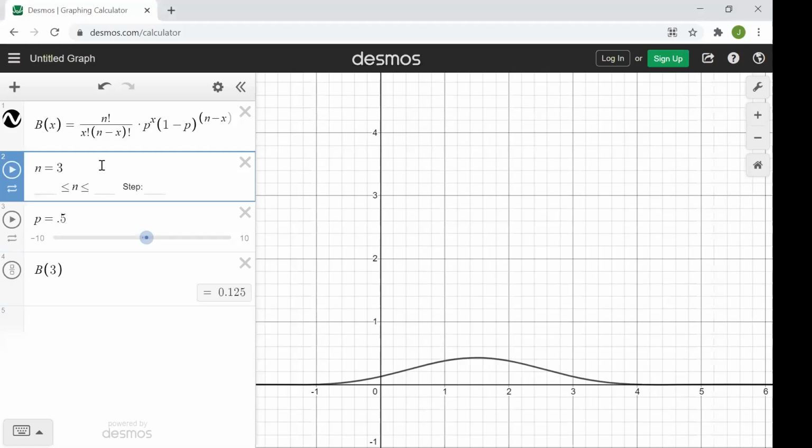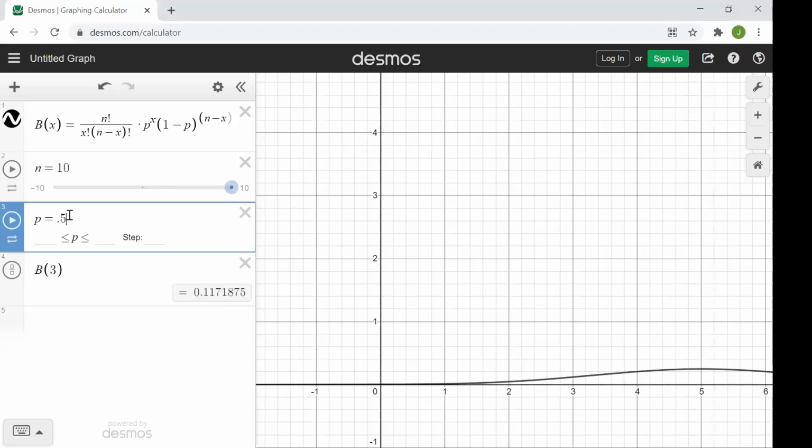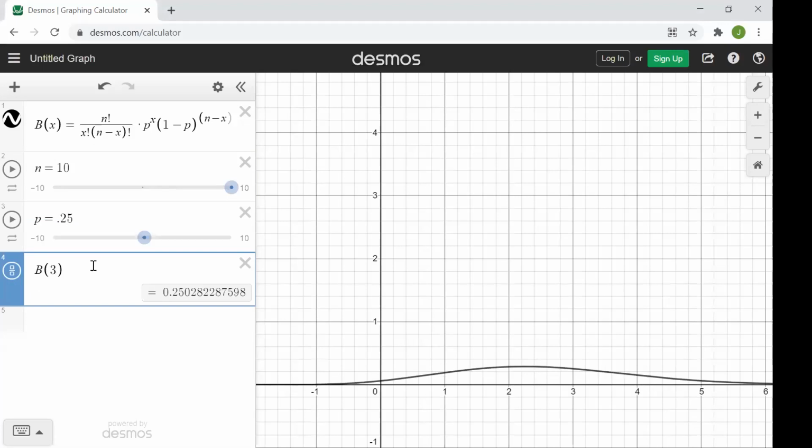In this case, our N is now 10. Our P is now 1/4. And we want to know the odds of getting exactly 6. In that case, very, very low chance. About a 1.6% chance of getting exactly 6.